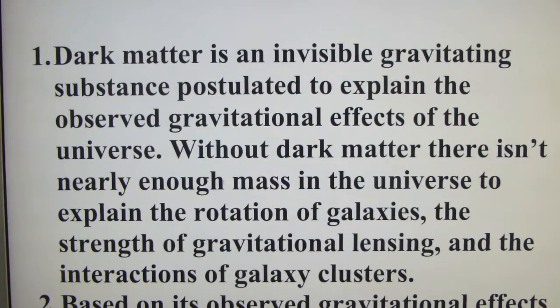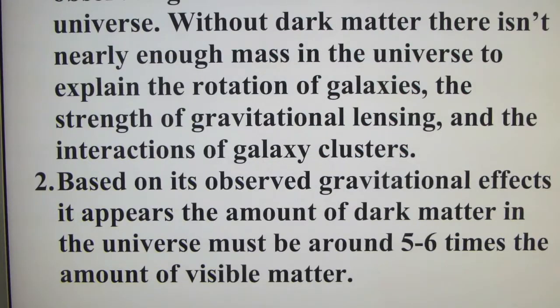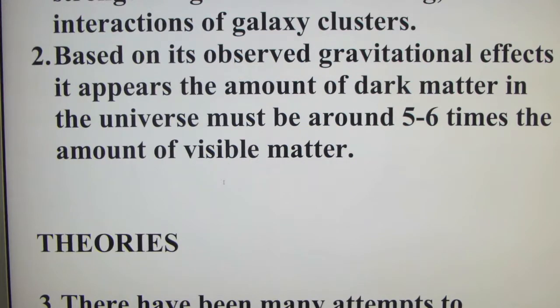Dark matter is an invisible gravitating substance postulated to explain the observed gravitational effects of the universe. Without dark matter, there isn't nearly enough mass in the universe to explain the rotation of galaxies, the strength of gravitational lensing, and the interactions of galaxy clusters. Based on its observed gravitational effects, it appears the amount of dark matter in the universe must be around 5 to 6 times the amount of visible matter.